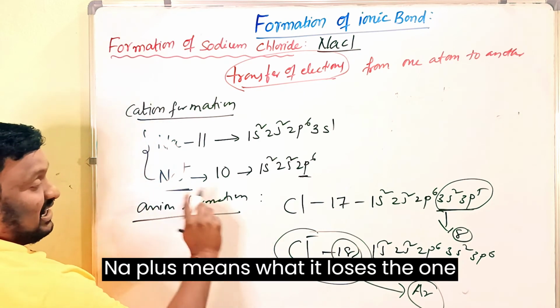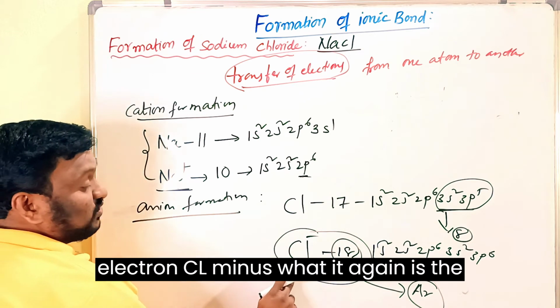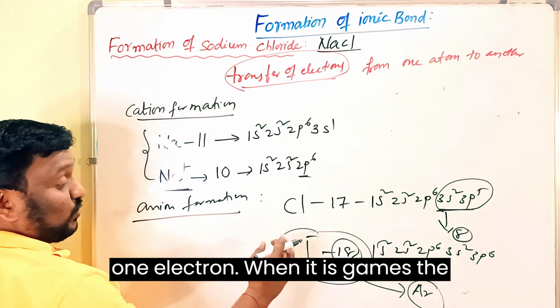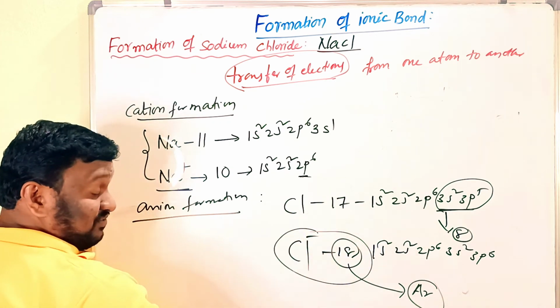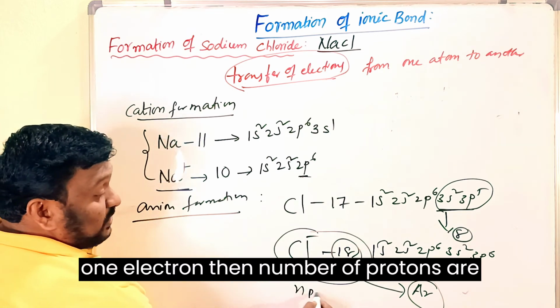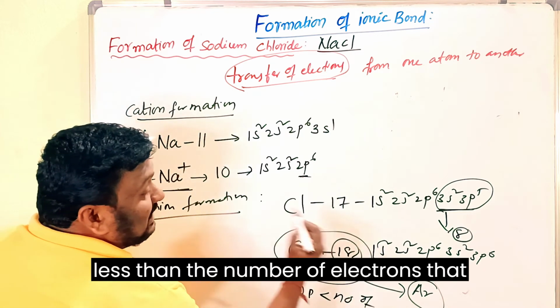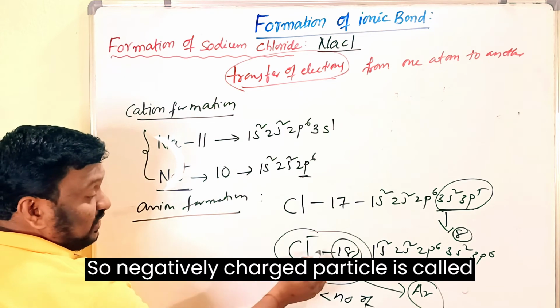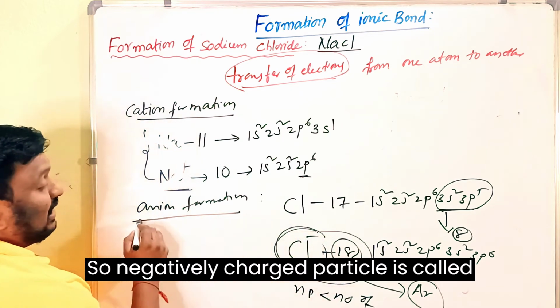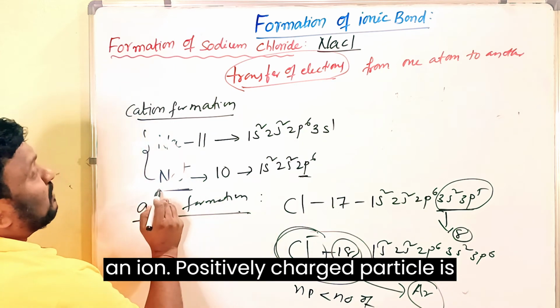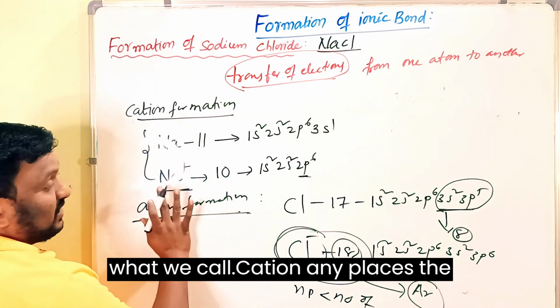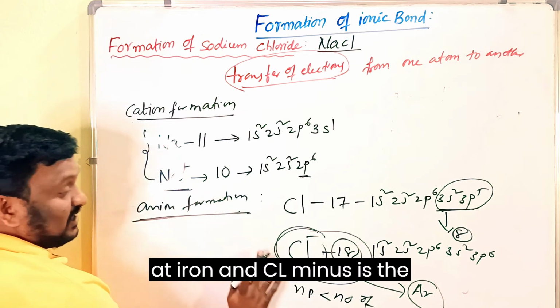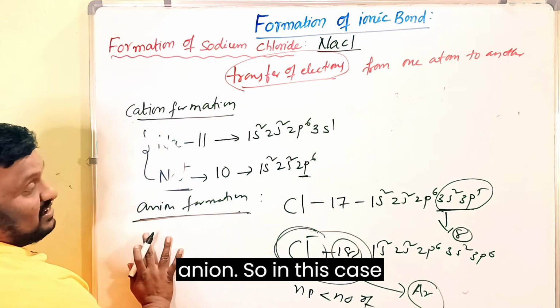Na plus means what? It loses the 1 electron. Cl minus what? It gains the 1 electron. When it gains the 1 electron, then the number of protons is less than the number of electrons. That's why we can say that this is Cl minus. So the negatively charged particle is called anion. The positively charged ion is what we call cation. Na plus is the cation and Cl minus is the anion.